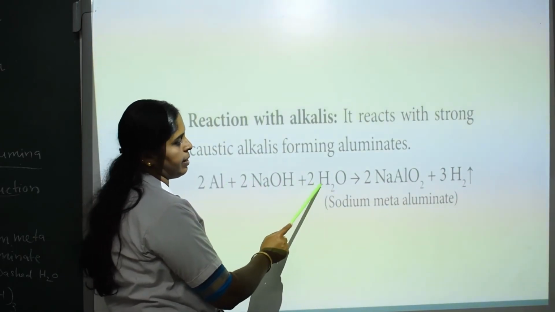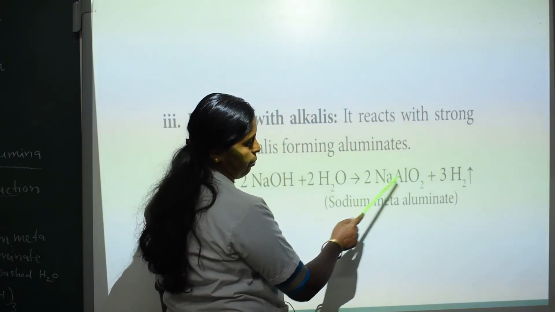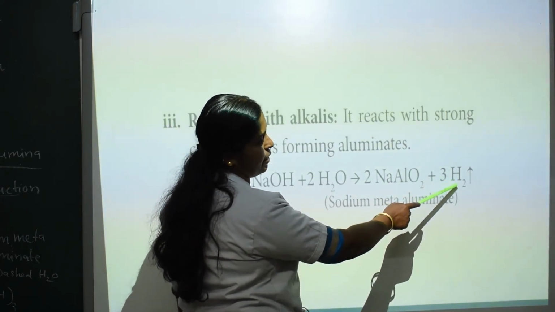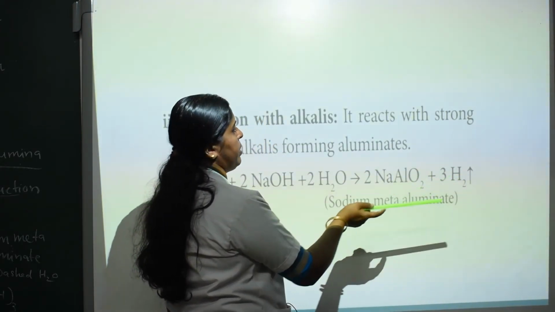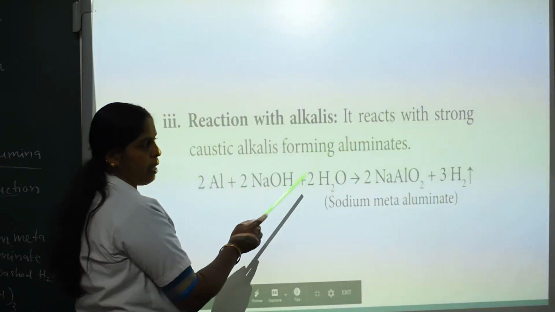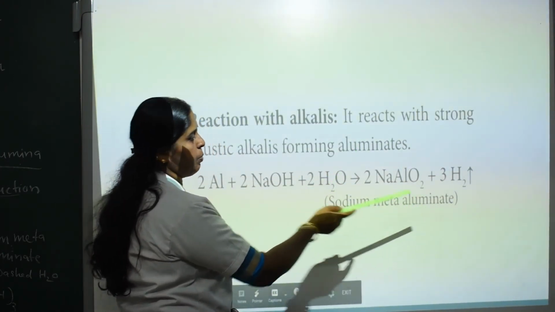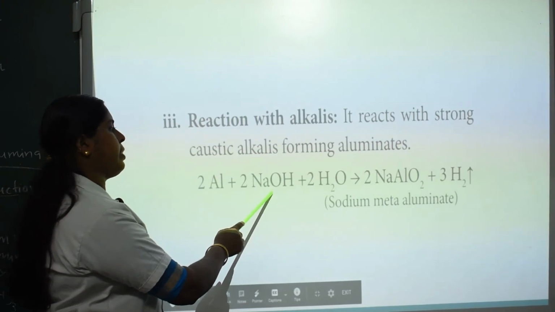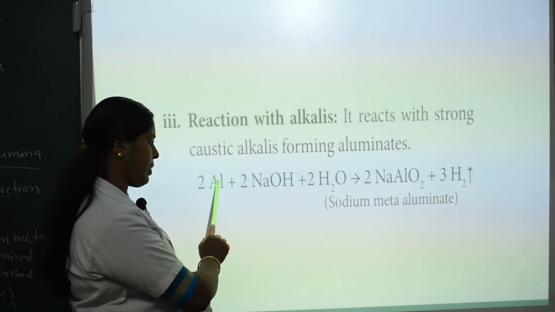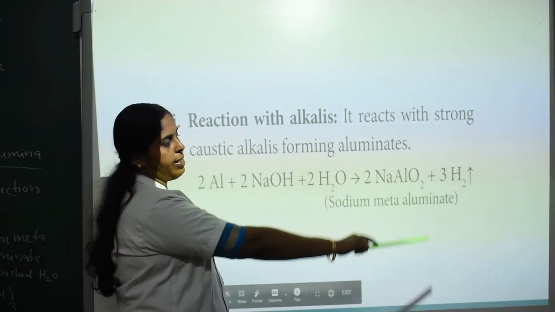Aluminium reacts with alkali to form sodium meta-aluminate, NaAlO2, and hydrogen gas is evolving in this process. Once again, aluminium reacts with strong alkalis to form aluminate, here sodium meta-aluminate. Sodium hydroxide, a base with water, is known as an alkali. It reacts with aluminium to form sodium meta-aluminate, and hydrogen gas is forming.